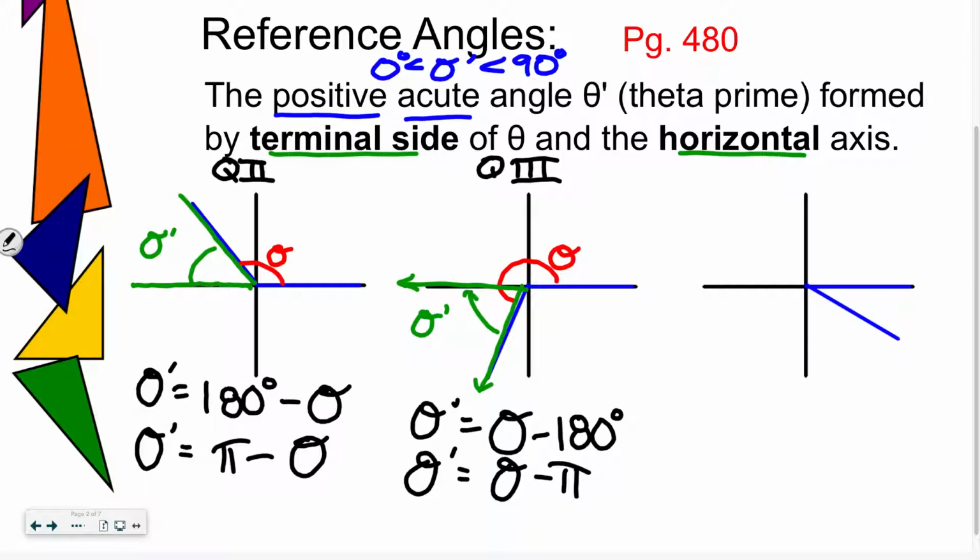Okay, so this time I'm going to do theta like this. And I'm going to trace where my reference angle would be using the definition of a reference angle, terminal side to horizontal axis. So the terminal side is where it lands. Where would I be going back to now? The right side, the positive side of the horizontal axis, right? So this little section, that's my theta prime. I'm going to label this Q4.